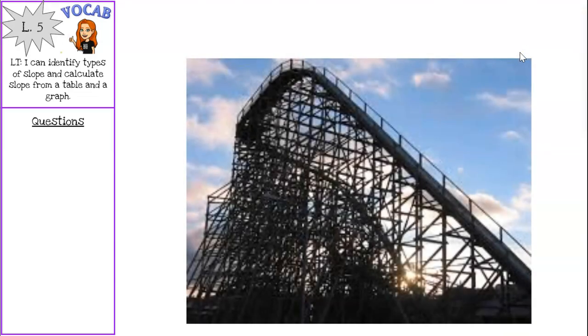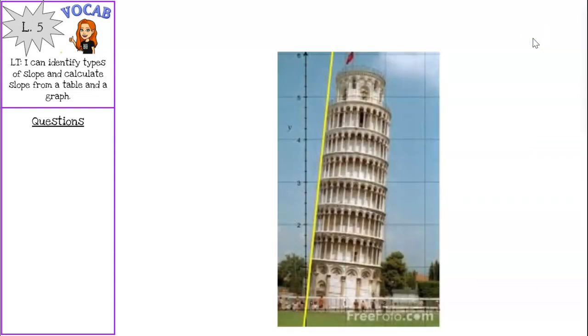Another example is roller coasters. When they create roller coasters, they have to use slope in order to calculate how high the roller coaster can go and at what speed. And then we also have the Leaning Tower of Pisa. You can use slope to calculate how far it's leaning.